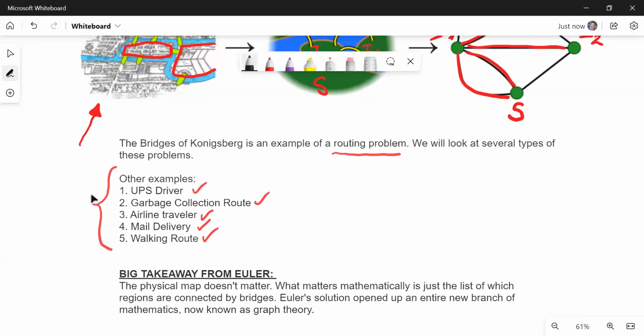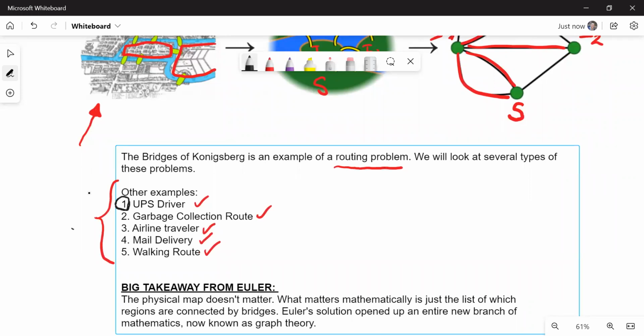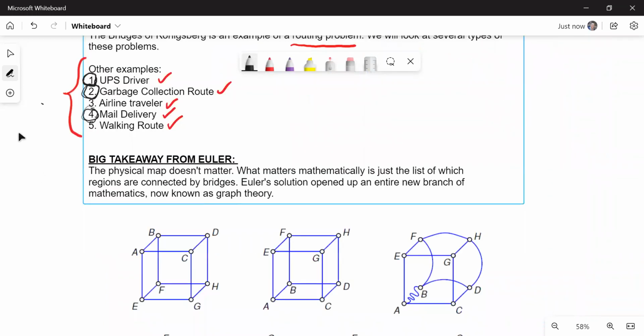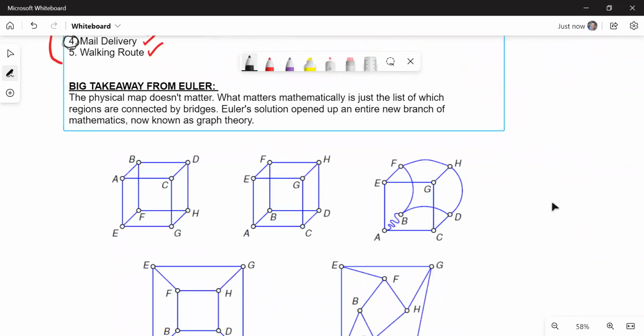A UPS driver, like number 1, if you're familiar with UPS, they have a bunch of stops, but they don't stop at every house. So they're developing a route based on a certain number of stops. However, mail delivery, and it depends, but if you think of a traditional mail delivery where mail is delivered in a mailbox at the front of the street, the route actually is to go to every house and go down every street on both sides of the street. Whereas maybe number 2, a garbage collector, they may go down one side of the street, or they may go down the alley. It all depends on the situation. And so there's many different types of routes, and Euler's work helped us to make inroads into this.